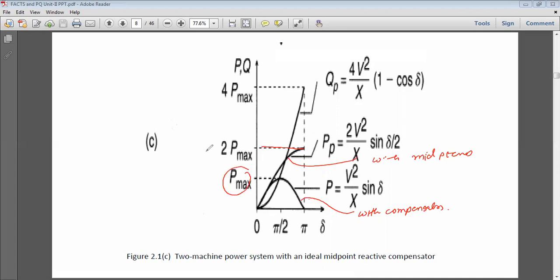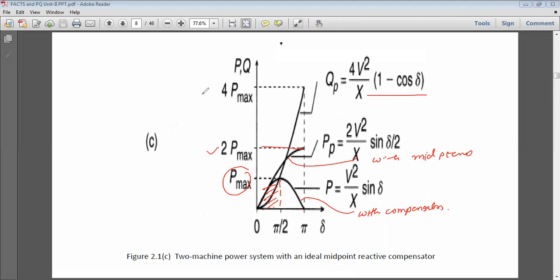Here is the maximum, and it is twice the maximum. The maximum power occurs at π/2 without any compensator, but with the compensator the maximum power occurs at an angle of 180 degrees, and the system is more stable. Without it the system is stable only up to 90 degrees. So we can say that the steady state as well as the transient stability has been enhanced, and this is the quantity of reactive power needed to obtain the required value. So this is midpoint compensation.